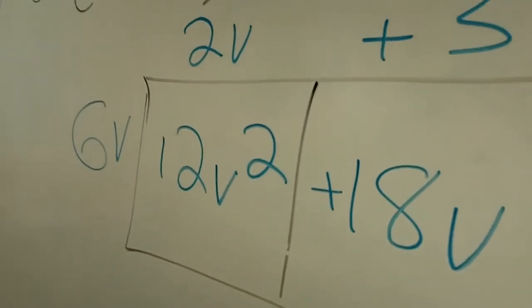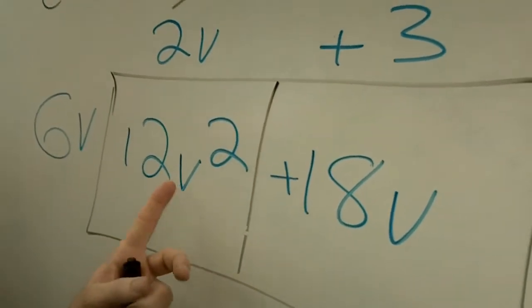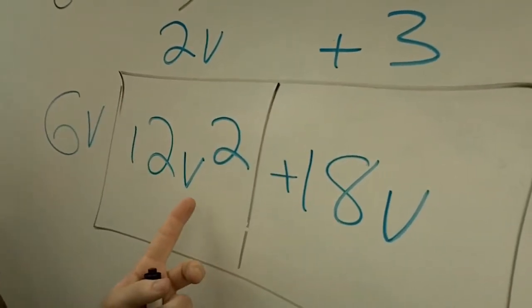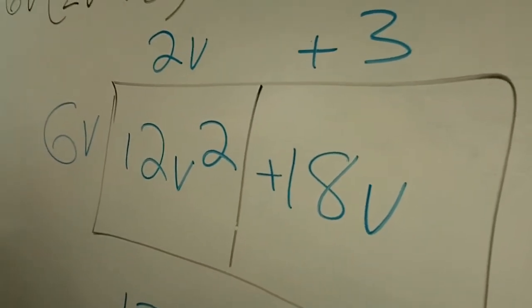Mr. Nathaniel, question? You can't do that though, because are these terms the same? We have a V squared and a V, and so those terms aren't like terms, so we can't add those together.